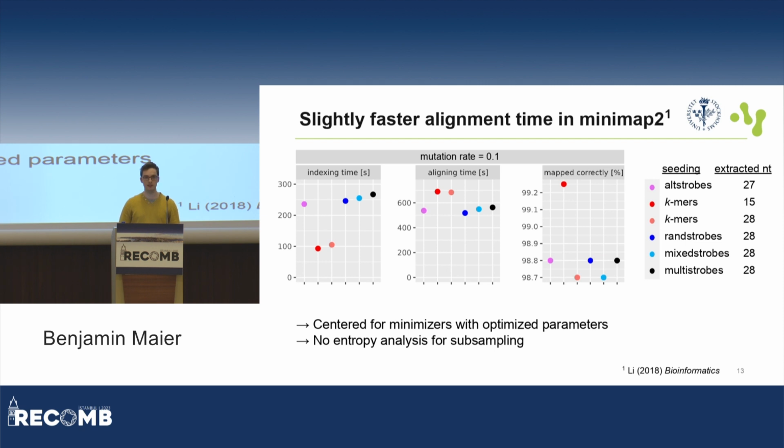That having said, the results should be taken with a grain of salt, because our constructs are not optimized for minimap, which is centered around minimizers with optimized parameters, and our entropy analysis didn't include any subsampling or doesn't account for that. So it should be taken as a proof of principle.